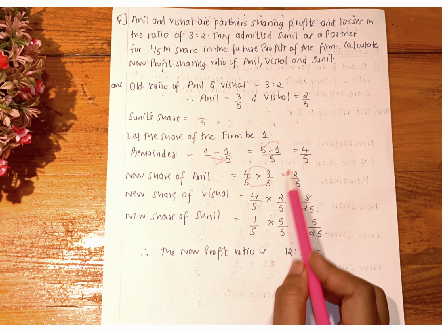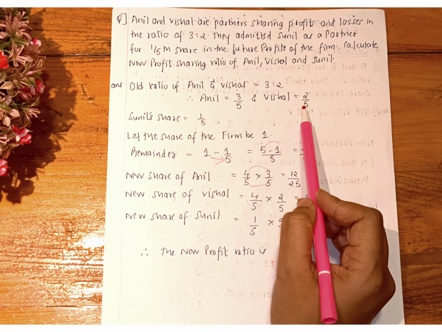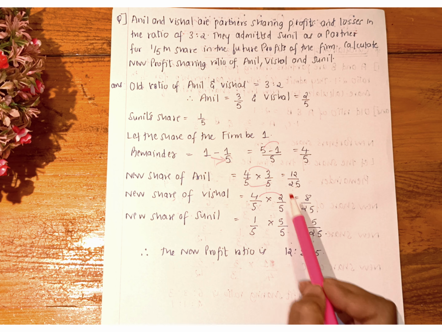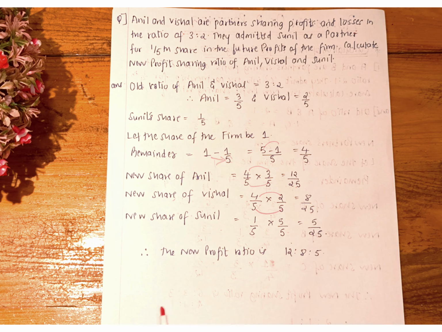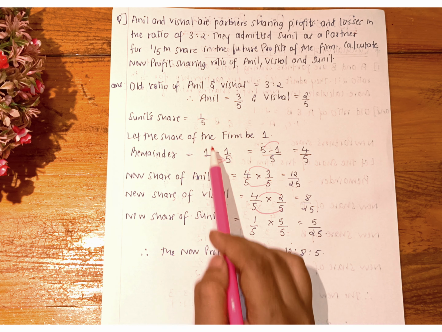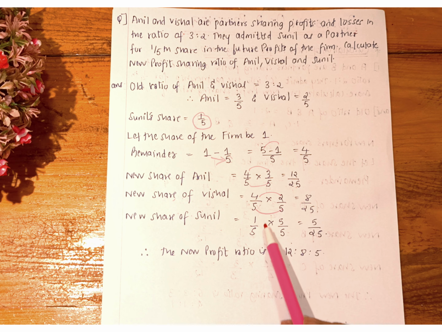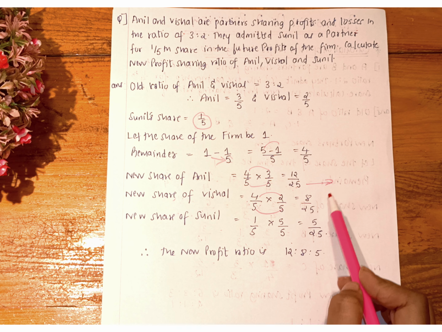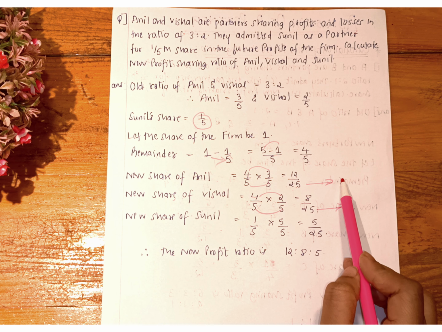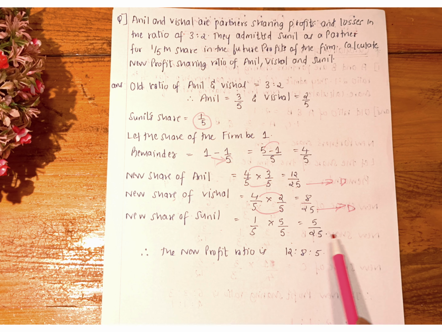Similarly for Vishal we will take the remainder first. Vishal's share was 2/5. So 4 2s are 8, 5 5s are 25. And about Sunil we will take the share in which he was admitted, that is 1/5. After this, just look at these denominators. This is 25, this denominator as well as this denominator. So here also we need 25 only.